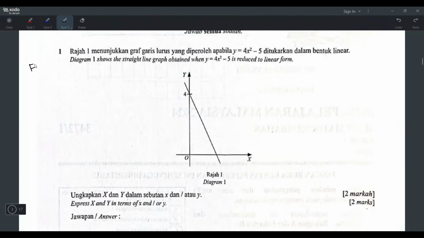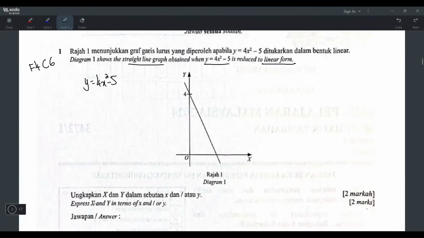I already know this is form 4, chapter 6, the linear law chapter. Let's read one more time. This is a straight line graph obtained when this equation is reduced to linear form. That means this is not linear. Just from this line, you can already understand that this equation is not linear, because they say this straight line graph is obtained when this equation is reduced to linear form. So it means this equation hasn't been reduced yet. This is before the linear form, so this is not a linear equation. Later I have to reduce it to linear form.